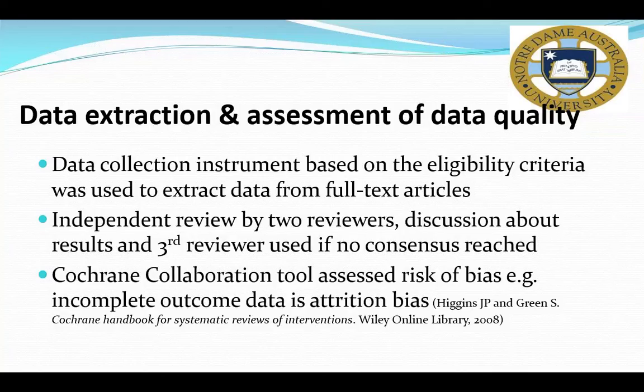The other thing I did was to use the Cochrane collaboration tool, even though not all my studies were quantitative. There were 10 quantitative and 3 qualitative. But I found that that tool was relatively easy to use, and it assessed the risk of bias in the studies. For instance, if you had incomplete outcome data reported in a study, that was assessed as an attrition bias.